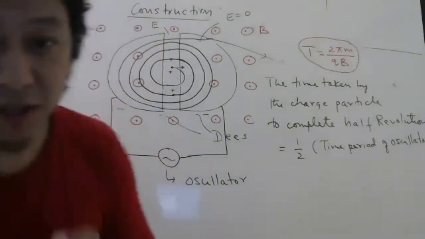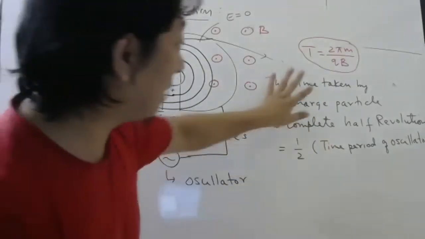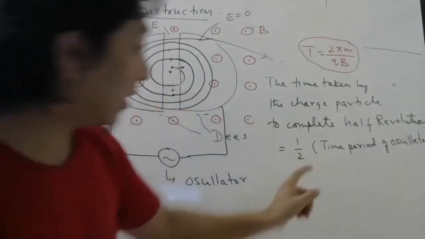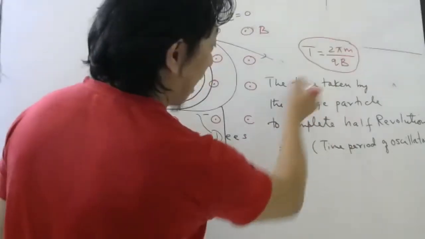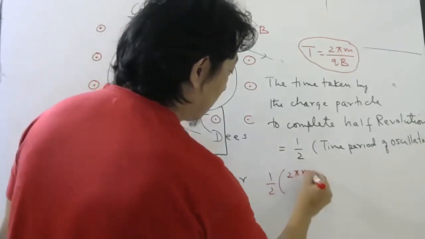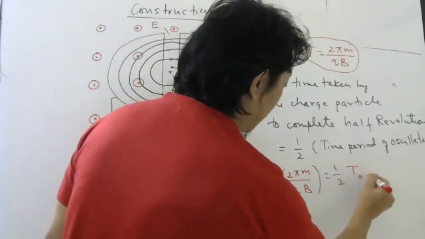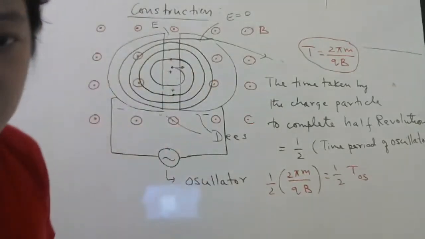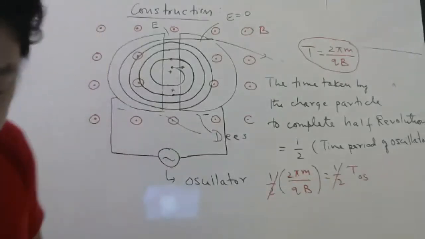So it is very important that the timing be kept in mind, that the time taken by the charged particle to complete half revolution should exactly match half of the time period of the oscillator. Now what is the formula for this? This is half of the time period, so it will be half of 2 pi m by qB. And this should be half of the time period of the oscillator. OS means the oscillator's time period. So you can see this half and this half you can cancel.